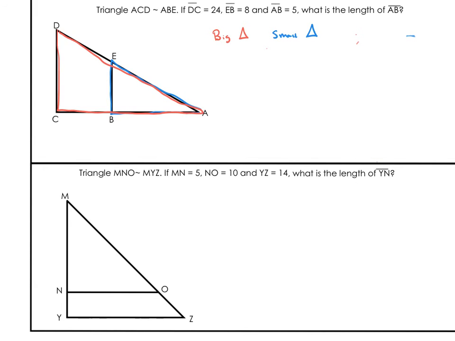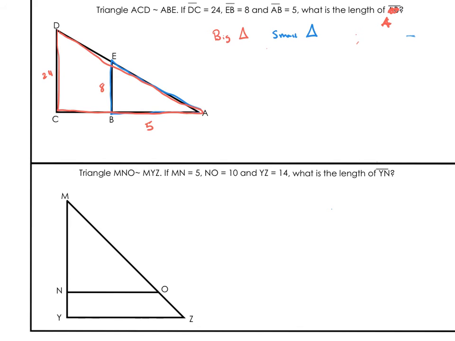Now, we know that DC is equal to 24. We know that EB is equal to 8. And we know that AB is 5. We want to find the length of, that should say AC. All right, and I'm sure it says it on your paper. So what we do, we're going to just draw our two triangles, all right?